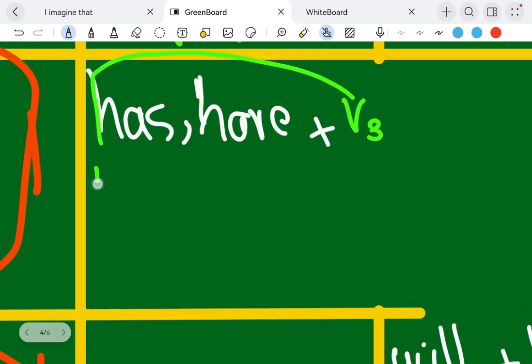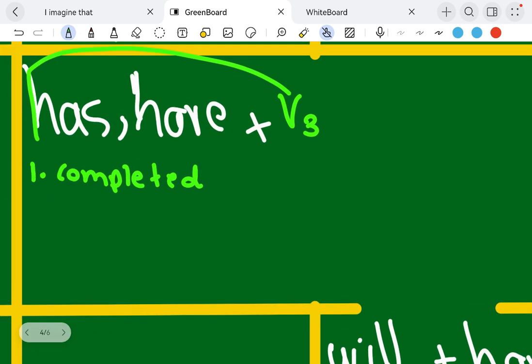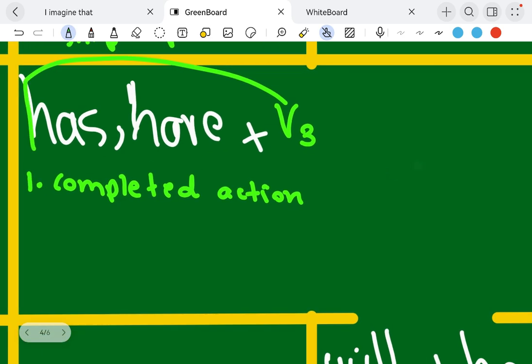Usually we use present perfect tense to talk about completed actions, the actions that we have already done. For example, a completed action that still has some relationship with the present, because it's not very far from the present time. The past that is near to the present, can I say that? Yes. The near, not the near future, but the near past.